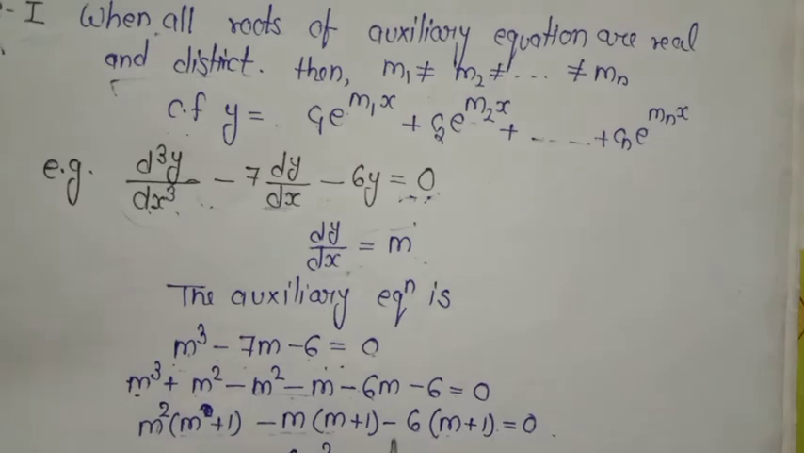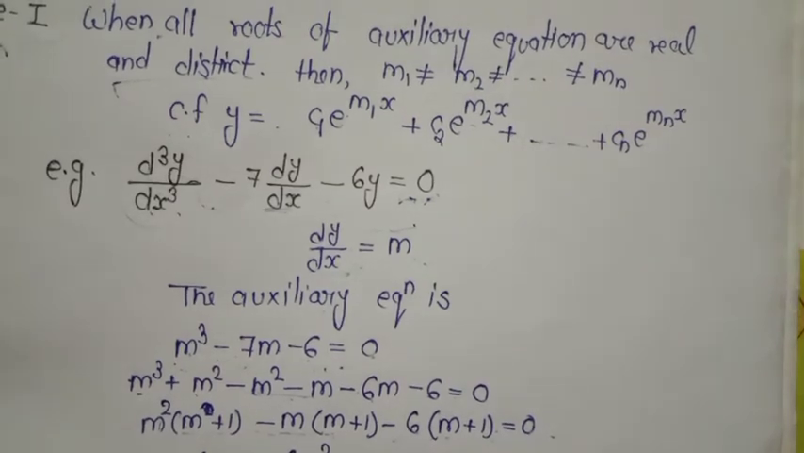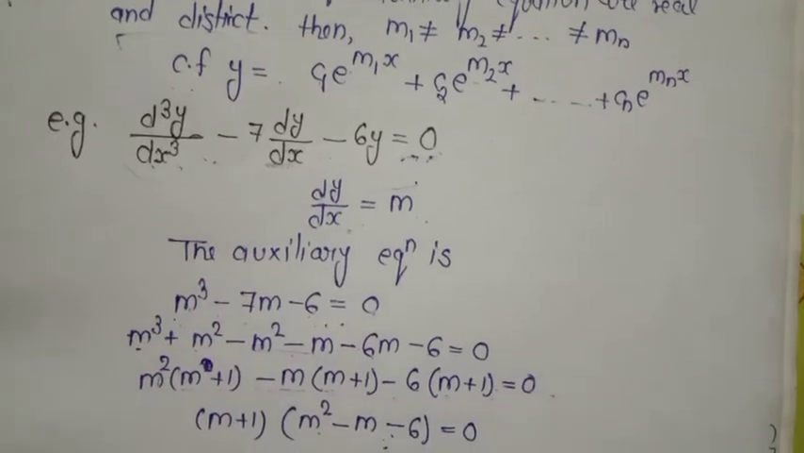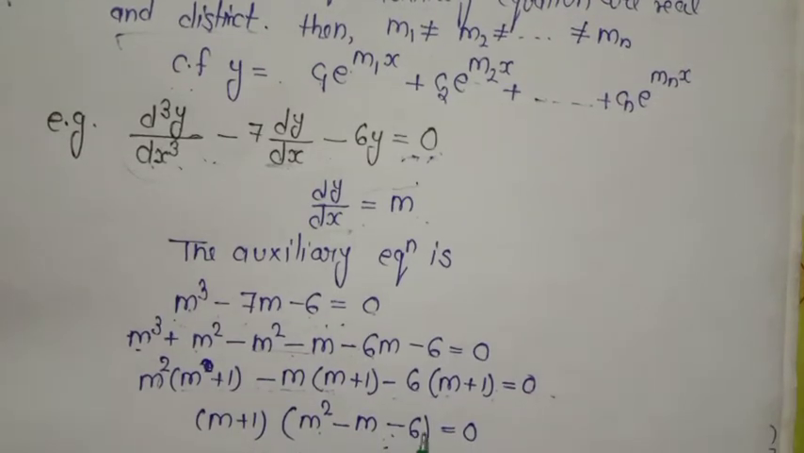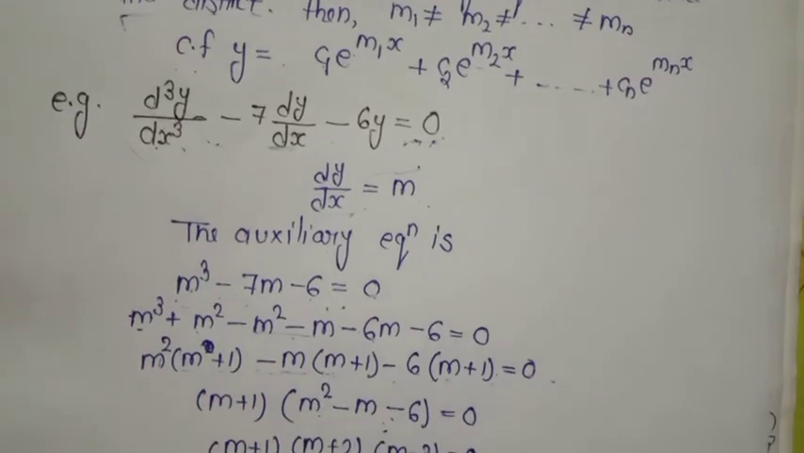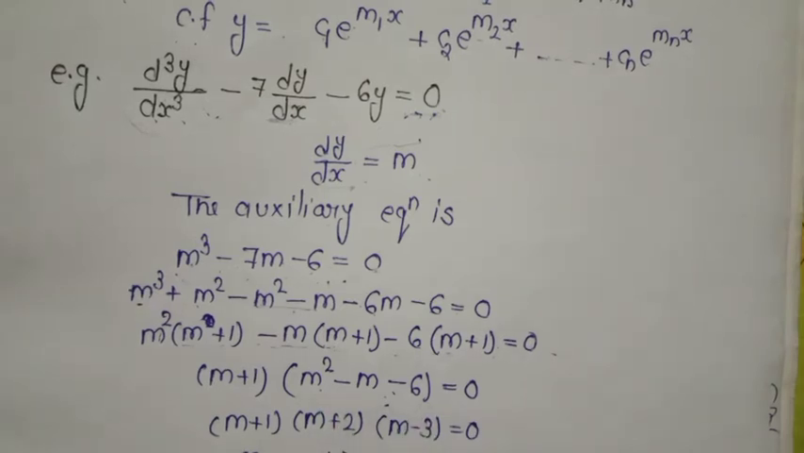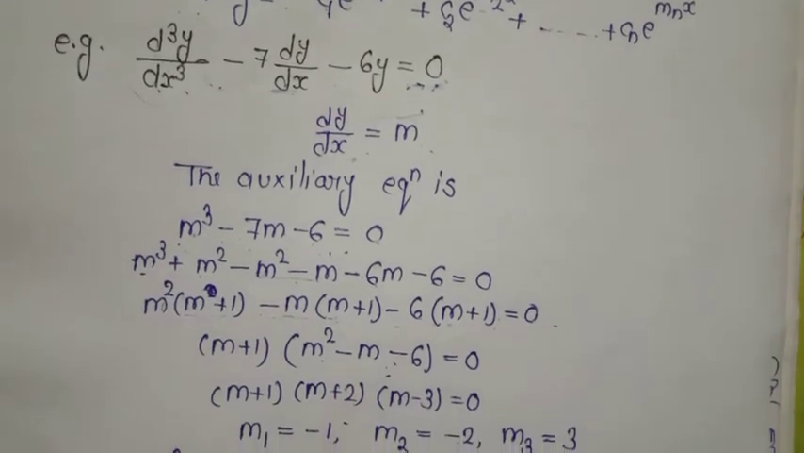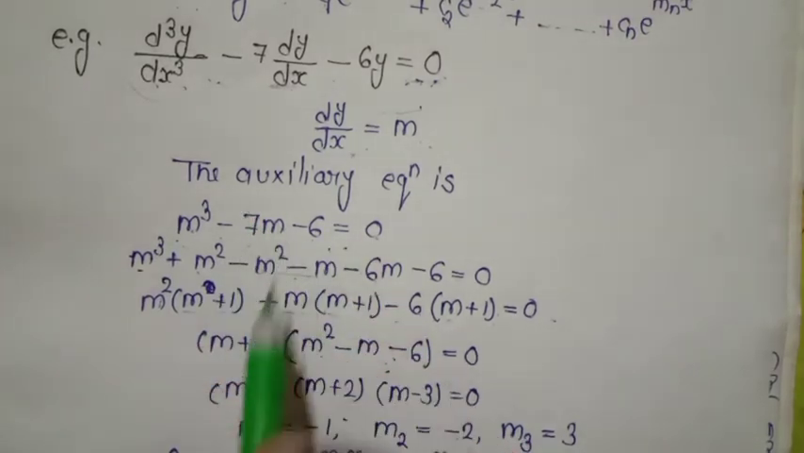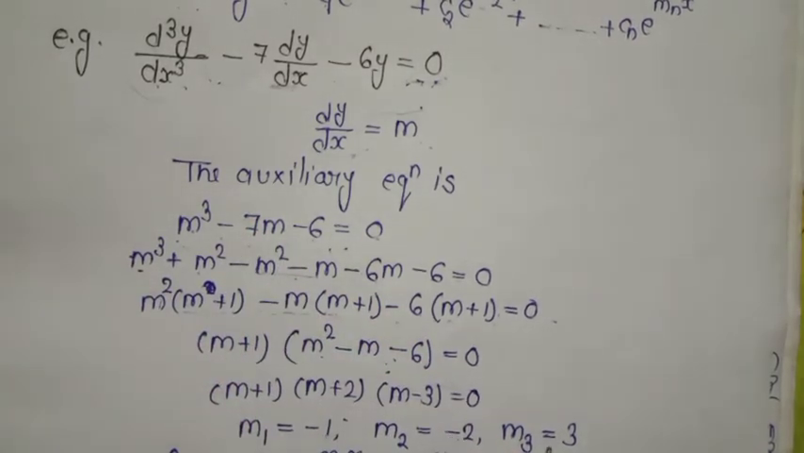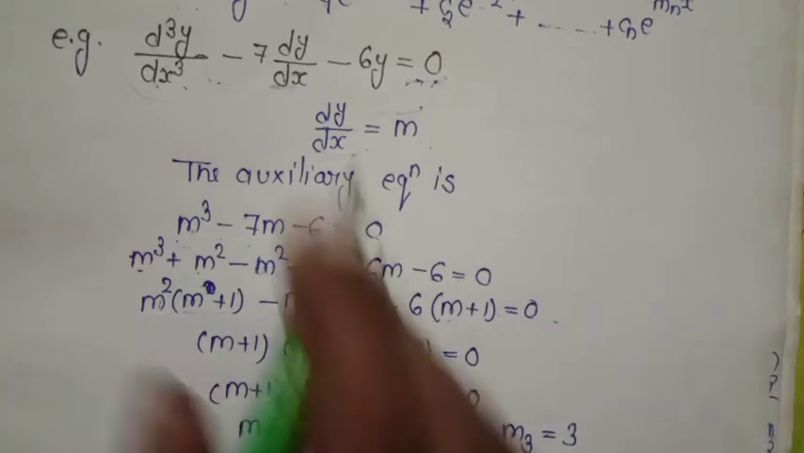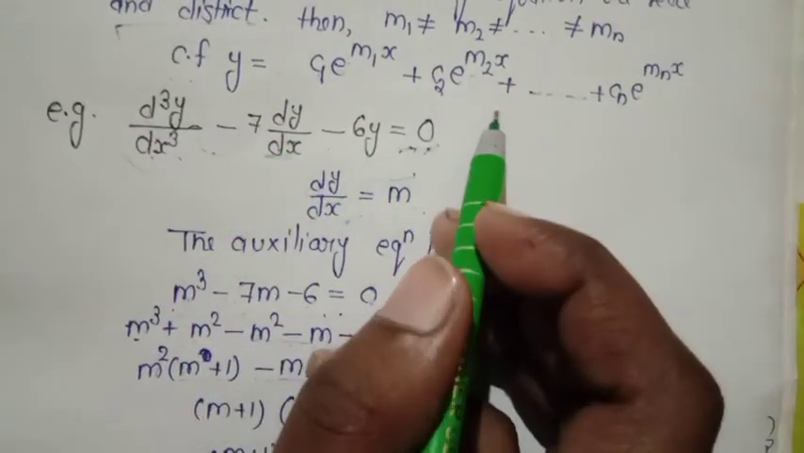Now you can see m plus 1 is common in each term, so we can take it as common again. This gives me m square minus m minus 6 is equal to 0, and then we will factorize it, and then we can find the solution in this form. You can easily factorize it, so I'm not going to waste time telling you how to factorize it. So in this way we got the three roots of this polynomial, and they are minus 1, minus 2 and 3. You can see that they are real as well as distinct, so we can apply case number 1 to find the CF of the differential equation.